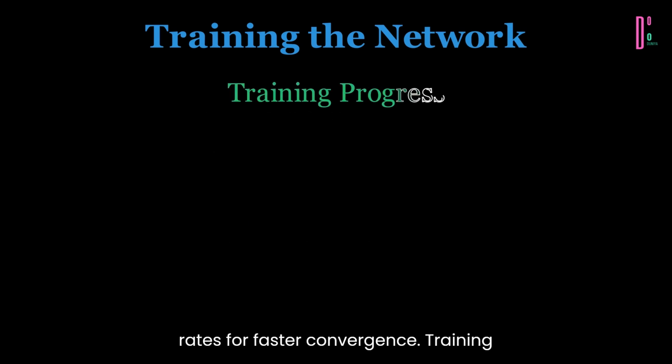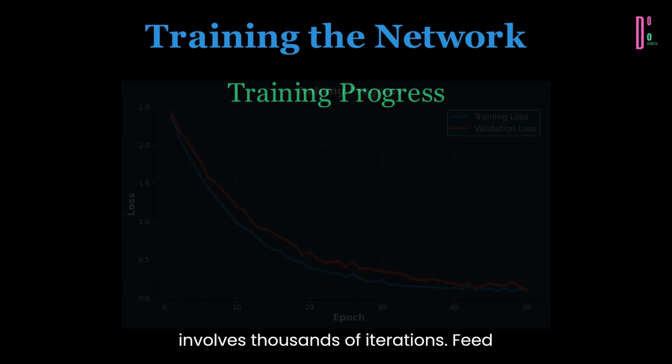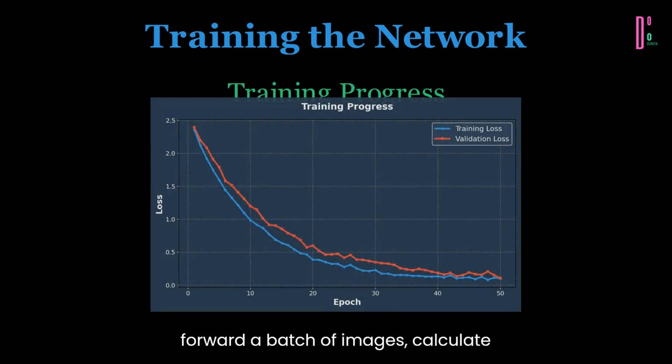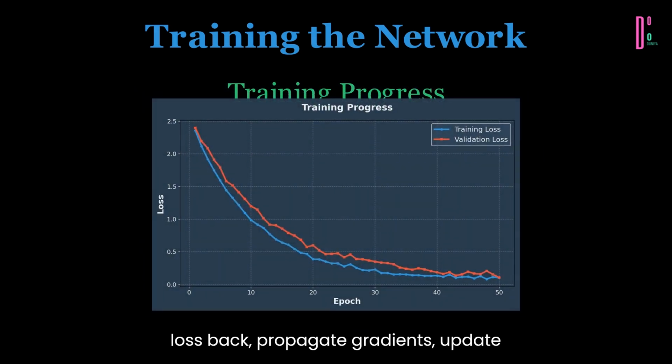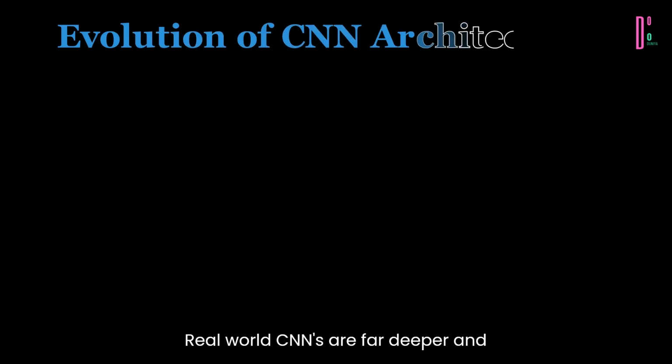Training involves thousands of iterations. Feed forward a batch of images, calculate loss, backpropagate gradients, update parameters, repeat. We monitor validation accuracy to prevent overfitting. Early stopping halts training when validation performance stops improving. Our MNIST example is a toy network. Real-world CNNs are far deeper and more sophisticated.